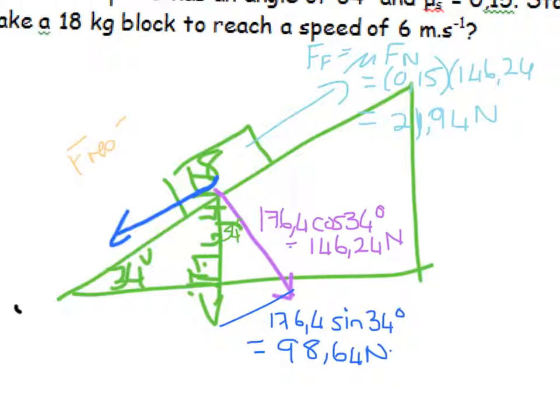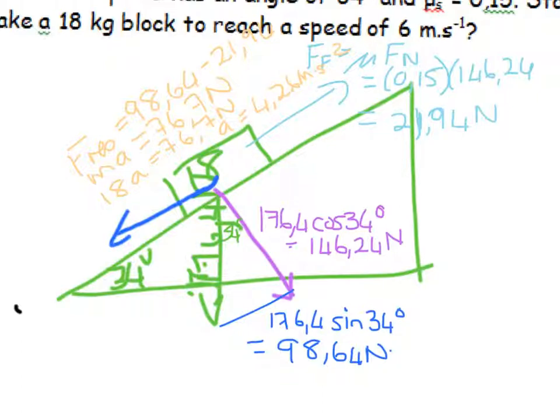Therefore, what is the force resultant on this body? Force resultant is equal to the big force down the plane, which is going to be 98.64, minus the small force up the plane, 21.94, and I land up with 76.7 newtons. That is equal to mass times acceleration, which is 18 kilograms times an acceleration that I don't know. 76.7 newtons, and therefore the acceleration is 4.26 meters per second squared. The final part of that question is we need to work out how long it would take to get to a speed of 6 meters per second.